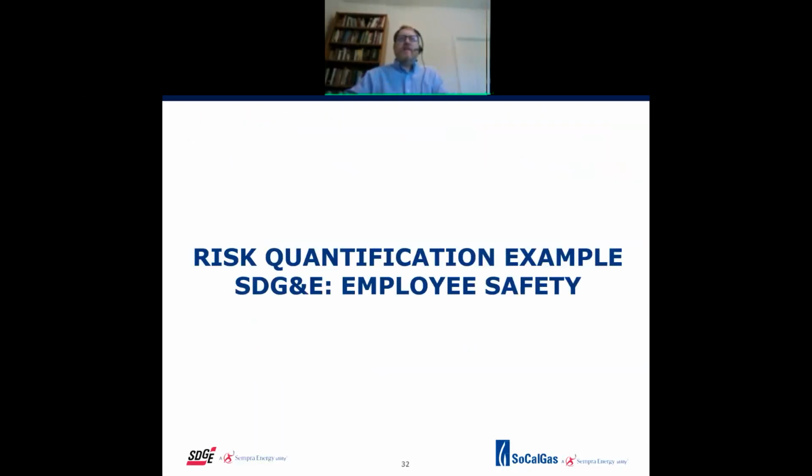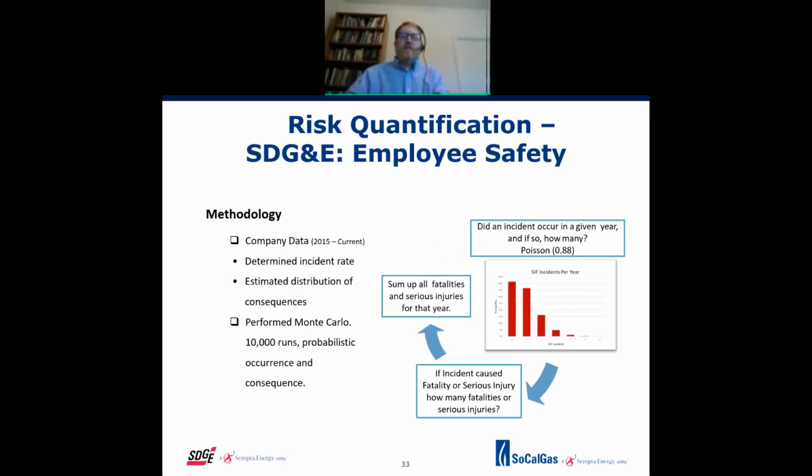Okay, so that's the SoCalGas example. The SDG&E example is very similar. In this case, we're looking at employee safety at SDG&E. We looked at company data from 2015 to now. I think now means we actually did incorporate some of the 2020 data. It's not always up to the last minute though. We looked at the type of incident rate that we see for employees, and then we created some probability distributions around those consequences to get an understanding of what they might look like. But for purposes of core and lore, we do just take the expected value of those right now.